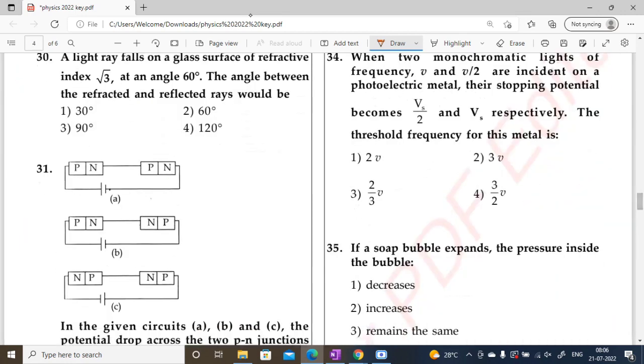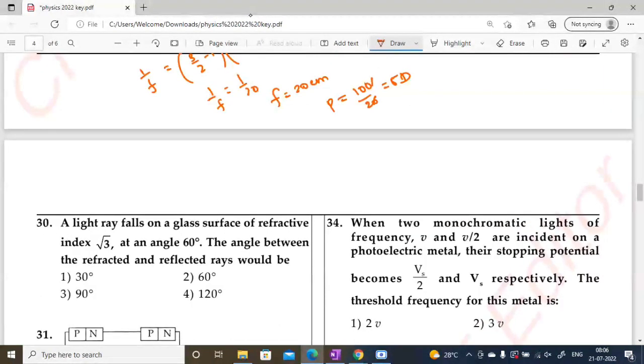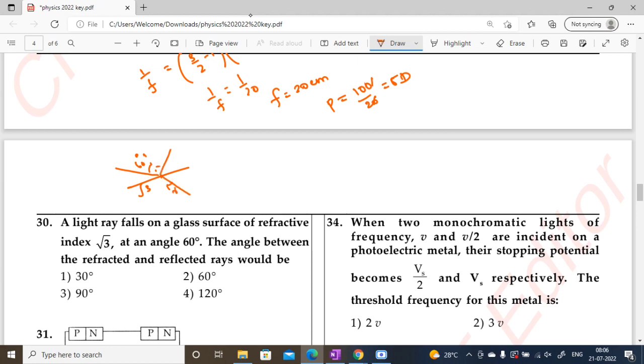A light ray falls on a glass surface of refractive index √3 at an angle of 60 degrees, and we need the angle between the reflected and the refracted ray. If you don't have a clear picture, let us solve it clearly. If this is a surface, this angle with respect to the normal is 60, the incident angle, and this medium has refractive index √3. Some of the light is reflected with angle of reflection R1, and the refracted angle I take simply as R. So this is the angle of incidence, this is the angle of reflection, and this is the refraction.